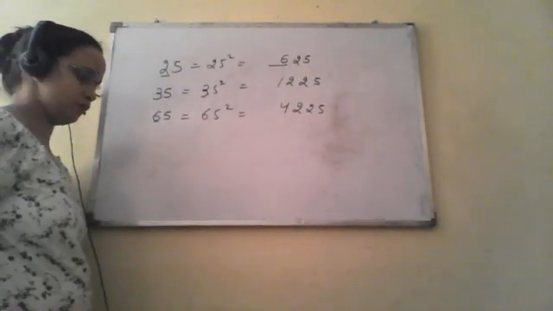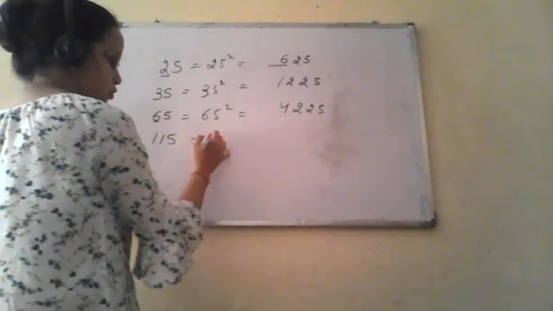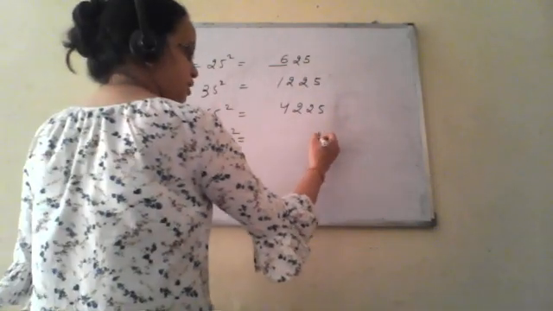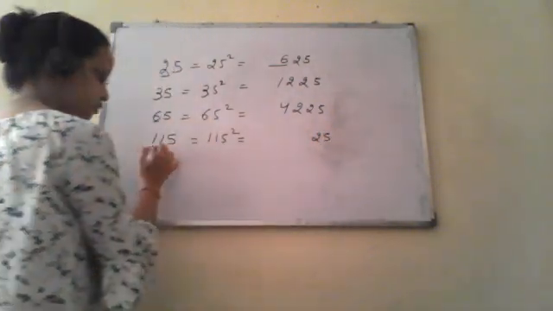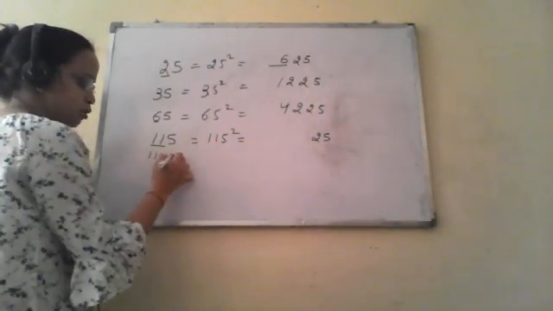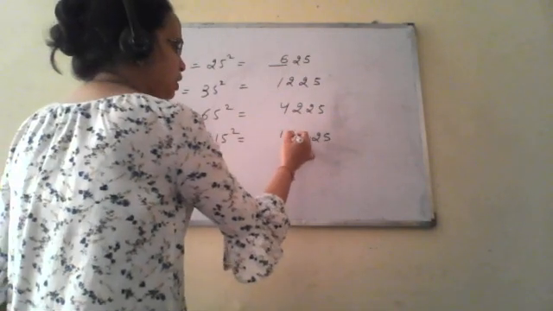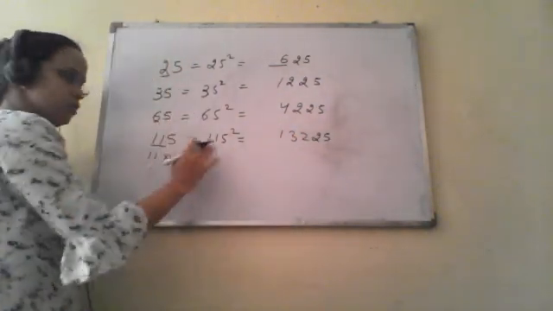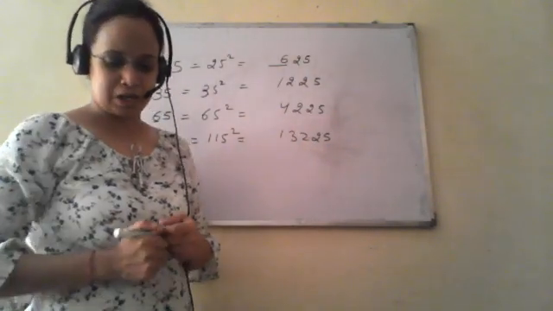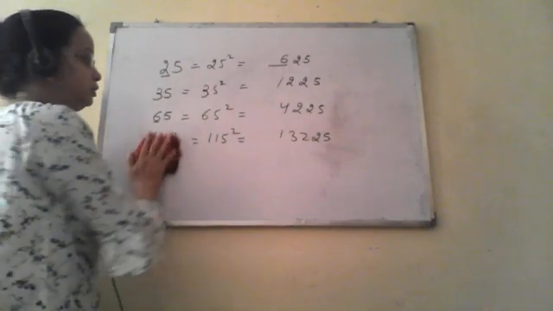Similarly, if we are considering some bigger number, that is 115, we have to calculate the square of 115. It will have 25 at the end. So we will multiply this 11 into its next number, that is 12. So it will be 132. So the square of 115 will be 13225. So similarly we can calculate. Okay, I hope this is clear.